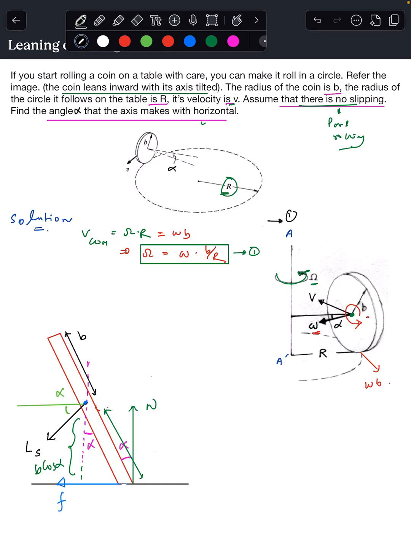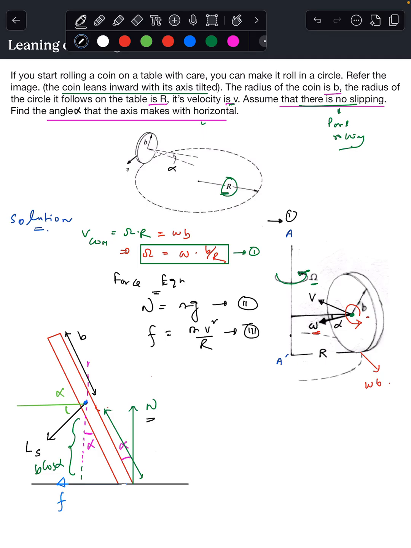The next equation is the force equation. If I concentrate on the force equation, there is one force, normal, in the vertical direction. Which force will it balance? It will balance mg. So this is my equation number 2. This friction is acting towards the axis of rotation. So this friction has to supply the centripetal force that will be equal to mv square by capital R. This is my equation number 3.